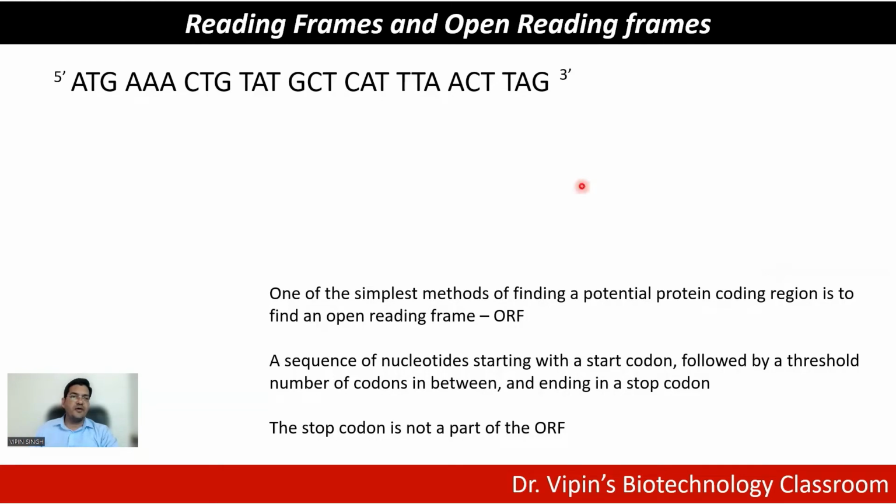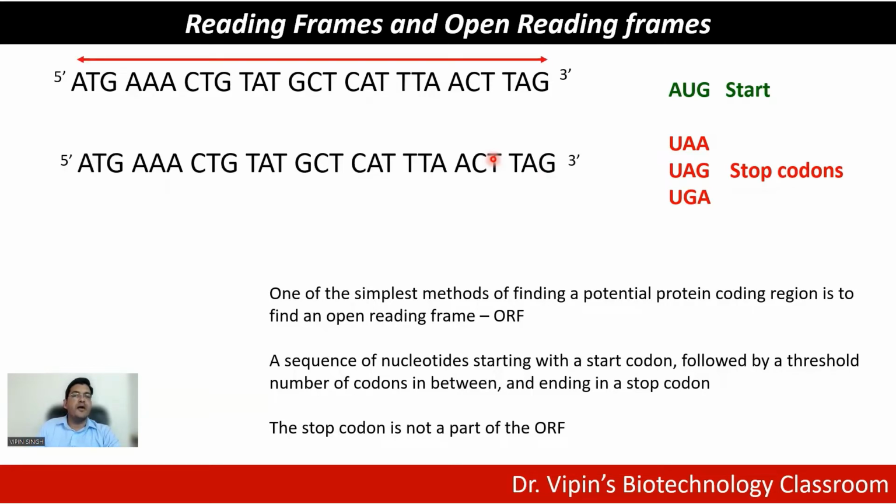So here is a sequence again, which is given to you: 5' ATG, AAC, TGT, ATG, CTC, ATT, TAA, CTT, AG, and this is the 3' end here. And we know that our start codon is AUG, and our stop codons include UAA, UAG, and UGA. What we are interested in is a reading frame that gives us a start codon, followed by several codons, followed by a stop codon. If you look here in this sequence, you have a start codon here, and you have a stop codon here, and in between you have several different codons. So this itself is a complete open reading frame, including the stop codon.